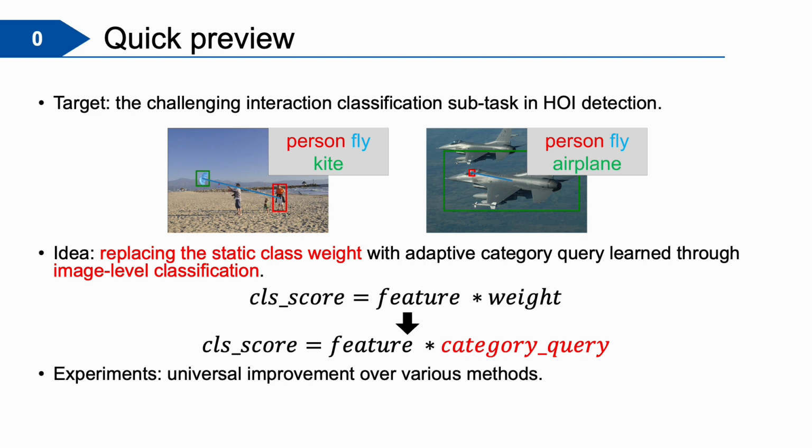Previous methods all produce the classification scores by multiplying the interaction feature with the classification weight. They focus on improving the interaction feature, and our idea is to replace the static classification weights with adaptive category queries. These queries are learned through an additional image-level interaction classification task. By a lot of experiments, we find the proposed method achieves universal improvement over different methods, and it also obtains some interesting properties.